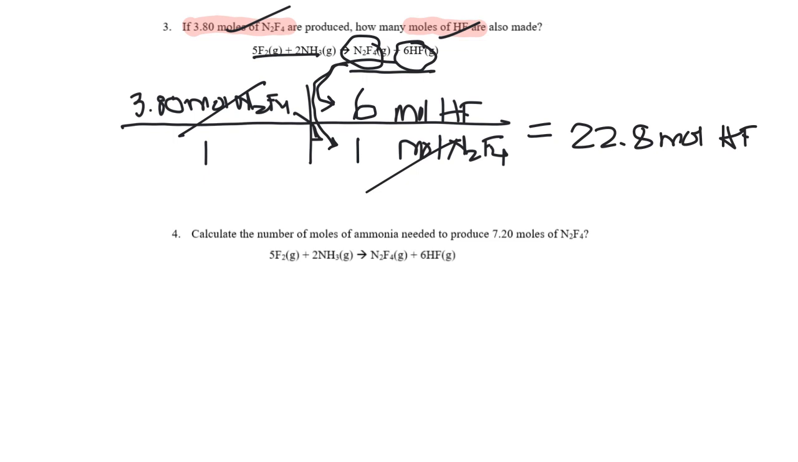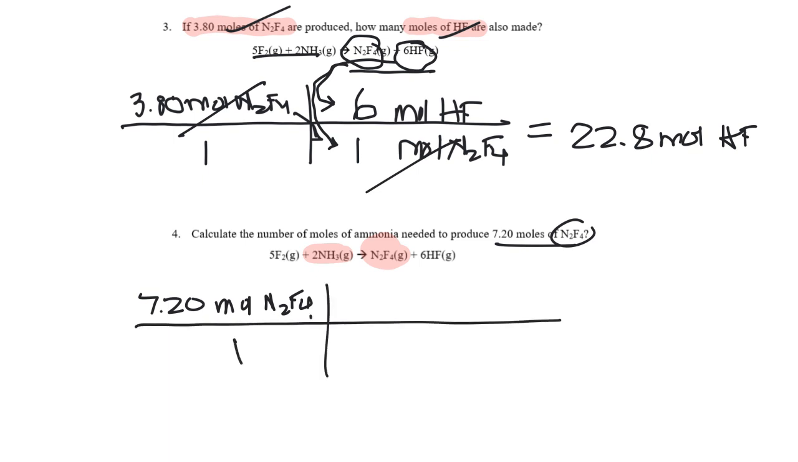All right, question 4. Calculate the number of moles of ammonia needed to produce 7.2 moles of N2F4. So I'm producing N2F4. I want to figure out how much NH3 I need. Don't care about the fluorine, don't care about the HF. So now what I do is I start with the number, 7.20, unit, moles, substance, N2F4, put it over 1. First thing you do, bring the unit down, moles N2F4, that's where I'm starting. I want to get to moles of ammonia.